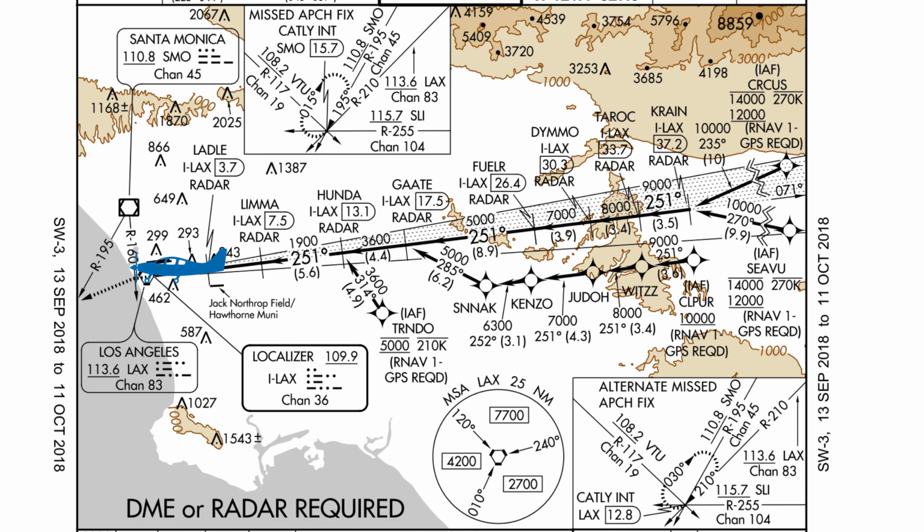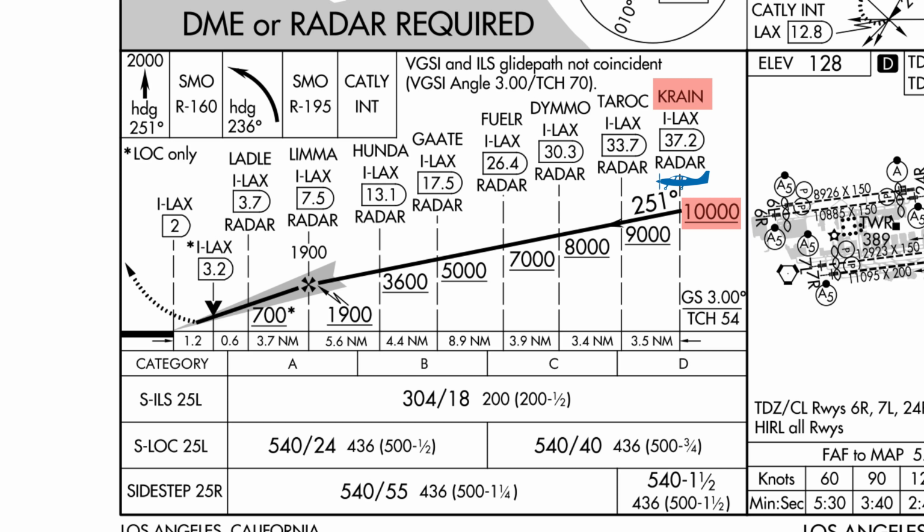So let's look at that from the profile view. Here we are back on the profile view at Crane intersection, remember, at or above 10,000 feet. So how would we actually fly this approach and at what altitudes? We had set 10,000, and at Crane we need to be at or above 10,000. At Tarok we have to be at or above 9,000. Next we'll set in 8,000, so we're at or above 8,000 at Dynamo. Fueler at or above 7,000. Gate at or above 5,000. Honda at or above 3,600.